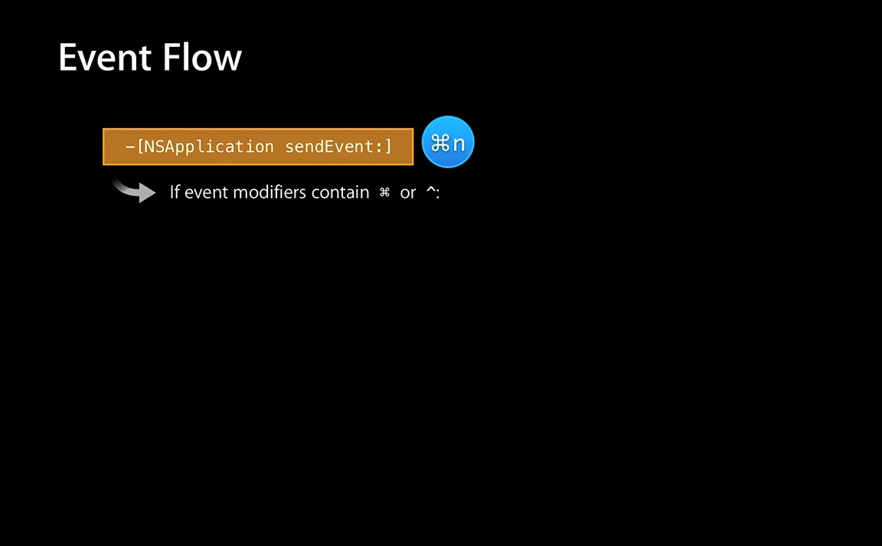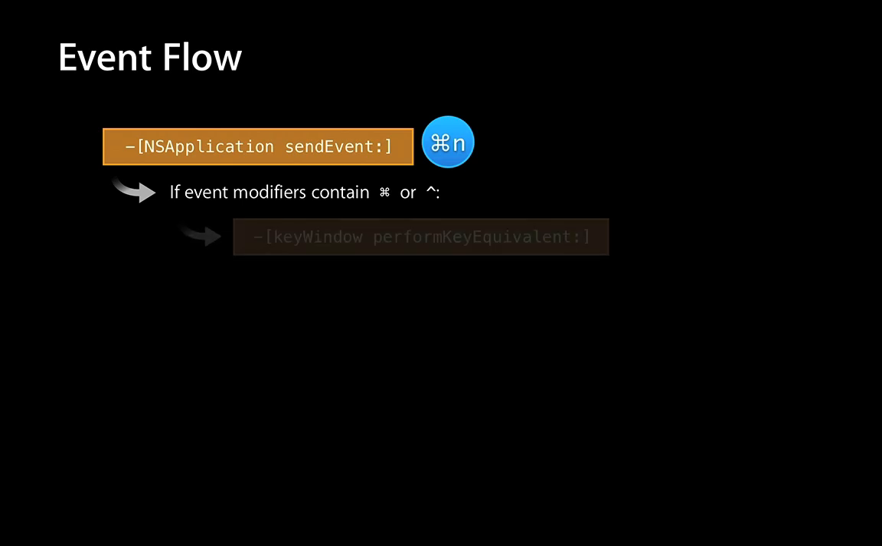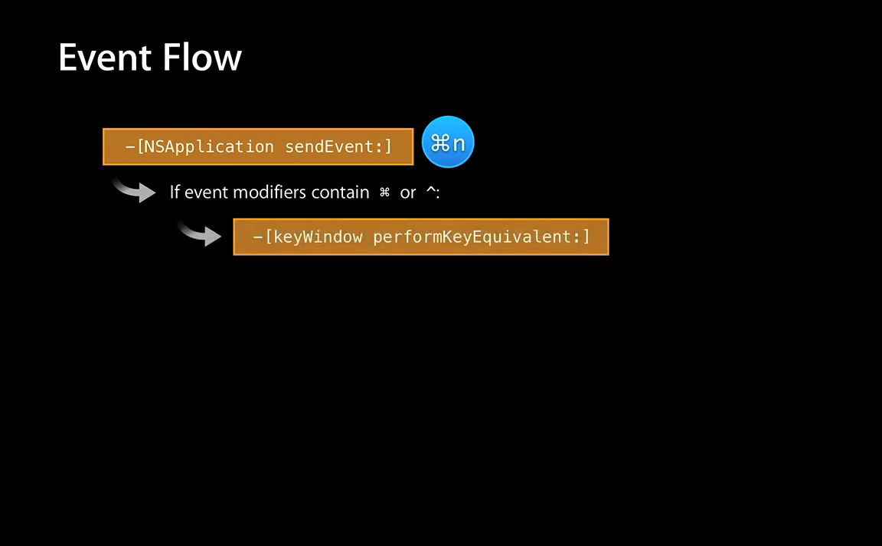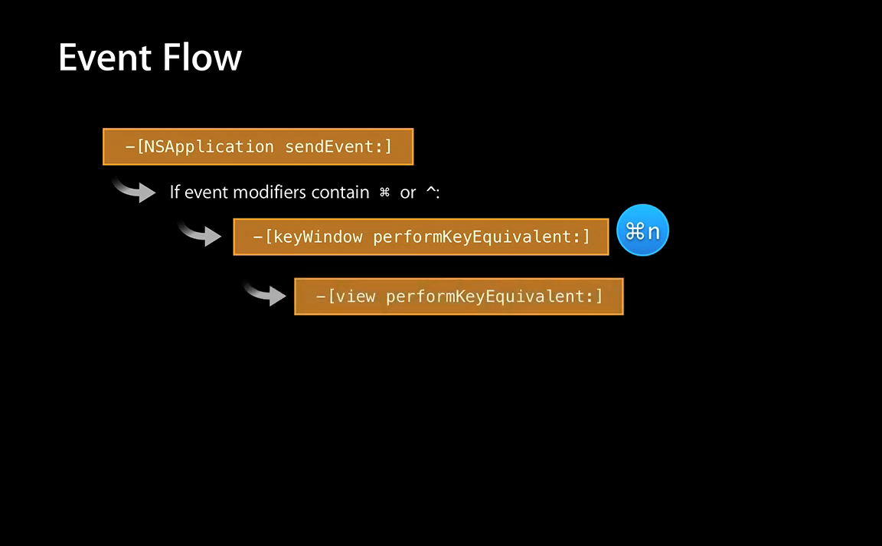Now, the next step: whether the event contains command or control is an important fact in how the event is dispatched. If it contains command or control, it's going to treat it like a key equivalent first. So it's going to call performKeyEquivalent on the key window. Before it even reaches the main menu, it will start on the key window. And the default behavior of performKeyEquivalent is to call performKeyEquivalent on all the views, and this is recursive. So if you wanted to do a custom key equivalent on a view, you could override performKeyEquivalent.